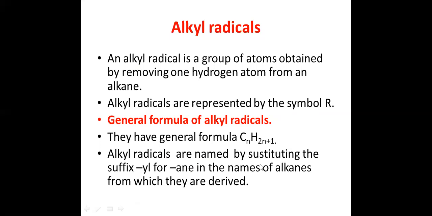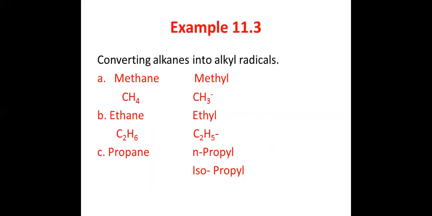For -ane in the name of the alkane from which they are derived, remove the A and E from alkane, and then instead of A and E, we will use YL. So butyl, pentyl, hexyl, heptyl, we will use these types of names. Example 11.3, converting alkanes into alkyl radicals. We have to convert methane into methyl by removing one hydrogen atom from methane. Methane is converted into methyl radical.